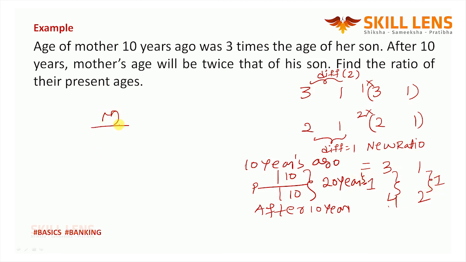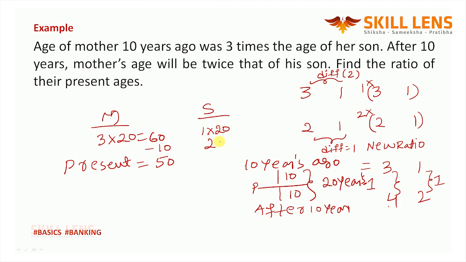Then can I say mother will become 3 into 20, which is 60 years. This is 10 years ago. Then the present age of the mother will become what? So minus 10. So present age of the mother is 20. How about son? Son is going to be 1 into 20, which is 20 years. So you have to subtract 10. So at present son's age is going to be 10 years. So what is the ratio?